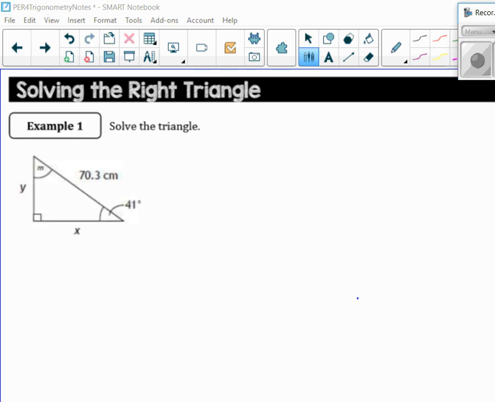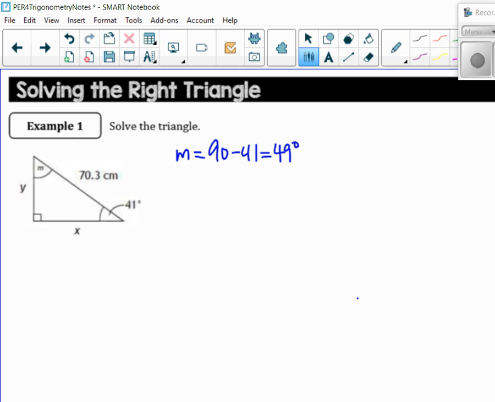In the triangle, what's the first thing I could solve for right away? M. Do you see that? How would I find M? 90 minus 41, so what is that? 49 degrees? Yes? Okay, are we good so far?